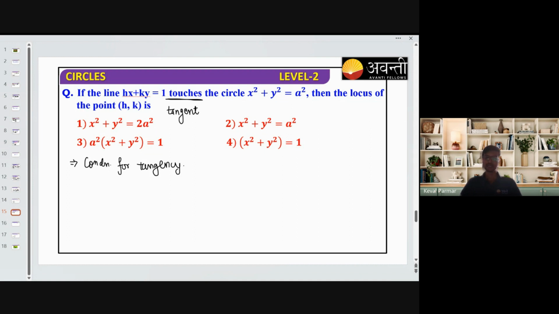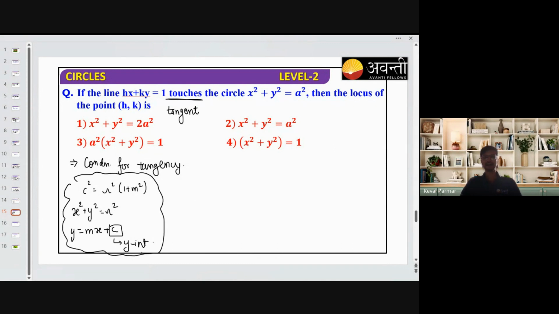Right? What was condition for tangency, guys? It was c² = r²(1 + m²), where the equation of circle is x² + y² = r², and the equation of line is y = mx + c. That means c is the y-intercept. Chalo. So we need y-intercept of line, and we need radius, and we need slope of line, right?